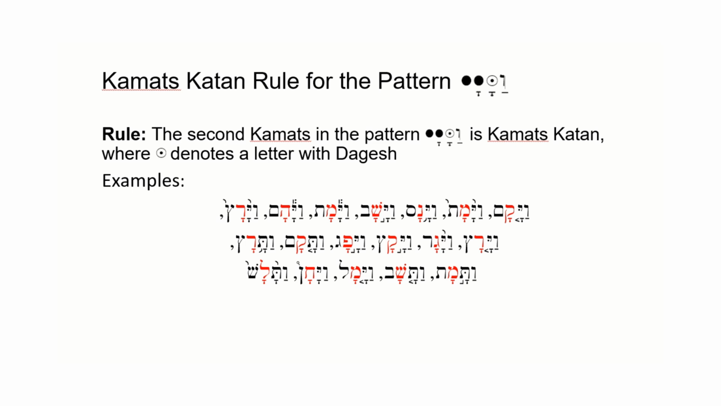The second Kamatz in this given pattern here is Kamatz Katan, where the circle with a dot in the middle denotes a letter with dagesh, and the filled-in circle denotes any Hebrew letter. So we have, for example, the following. Vaya kom, vaya mot, vaya nos, vaya shov, vaya mot, vaya hom, vaya rotz. The letter in red text represents that the kamatz is kamatz katan.